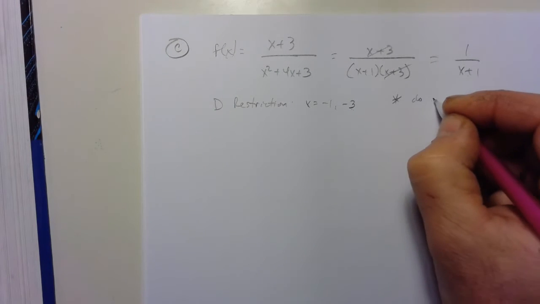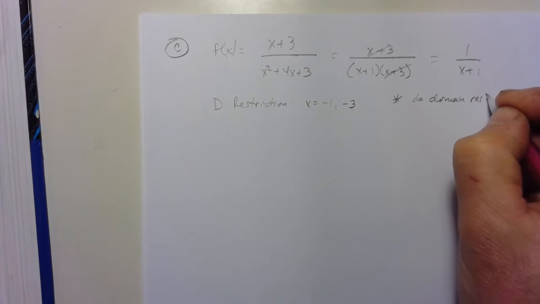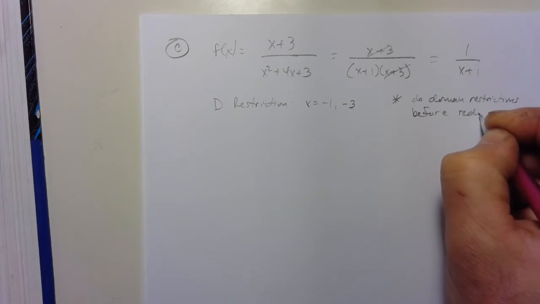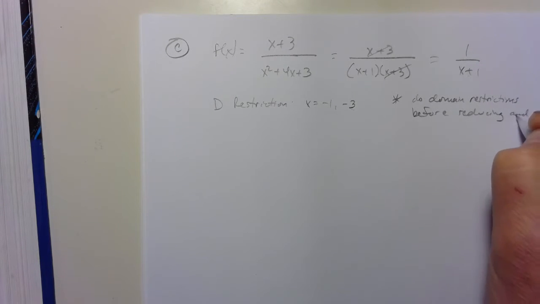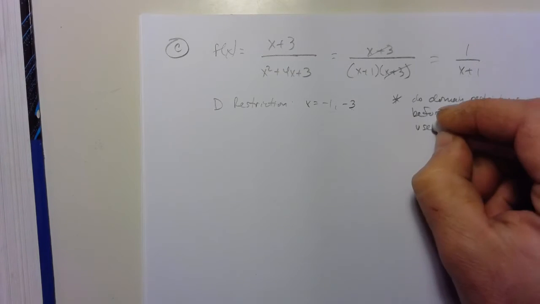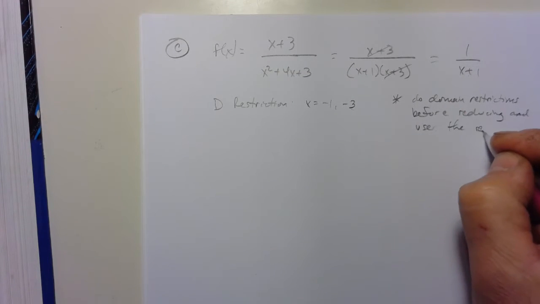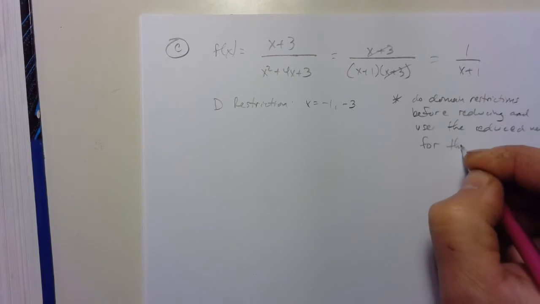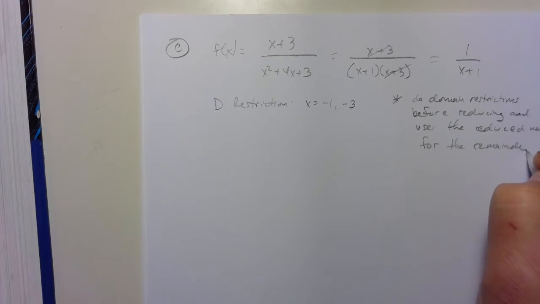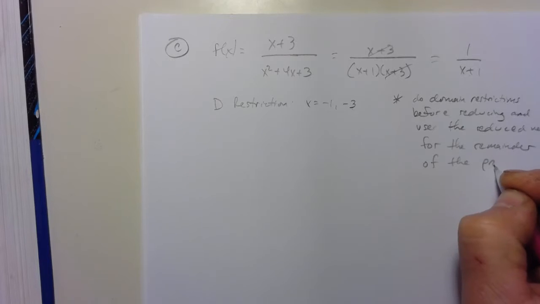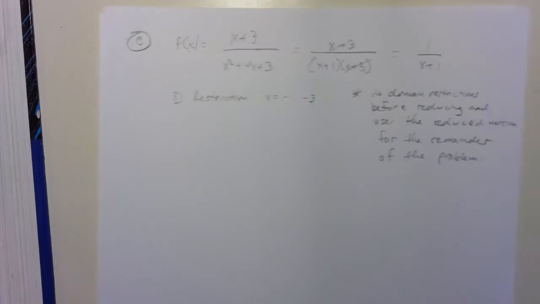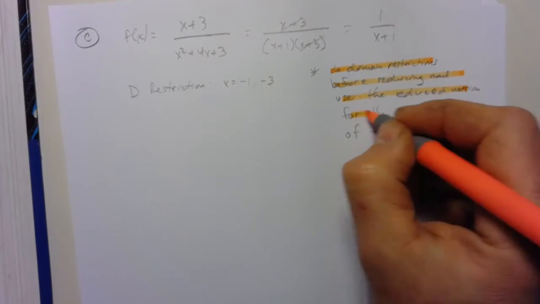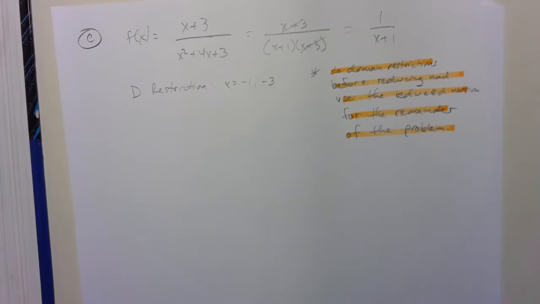Do domain restrictions before reducing, and use the reduced version for the remainder of the problem. That's a key thing. You want to make sure you get that highlighter and highlight that in your notes, because this is a key aspect that people miss as they do it.